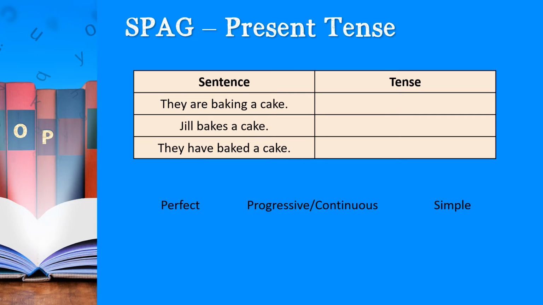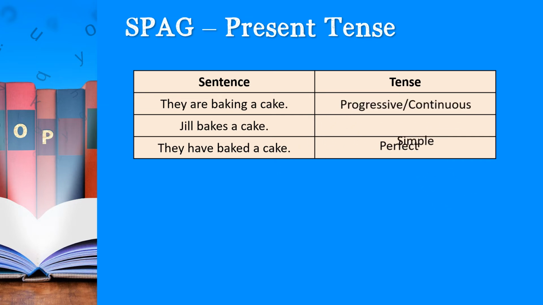Okay, so let's have a look at the first one. They are baking a cake. Is that continuing to happen? Yes, it is. They are still doing it. They've not finished it. Tell you what, we'll show the answers and then I'll talk through them. Right, so they are baking. That ing tells me that it's continuing to happen. So it is a continuous or progressive tense. The action is still happening.